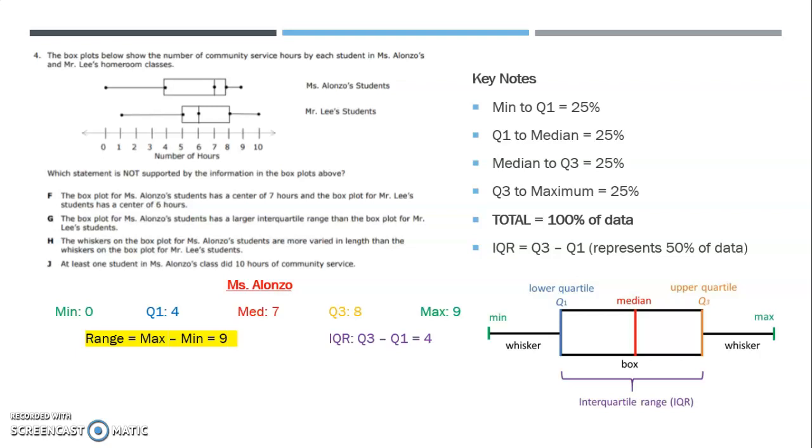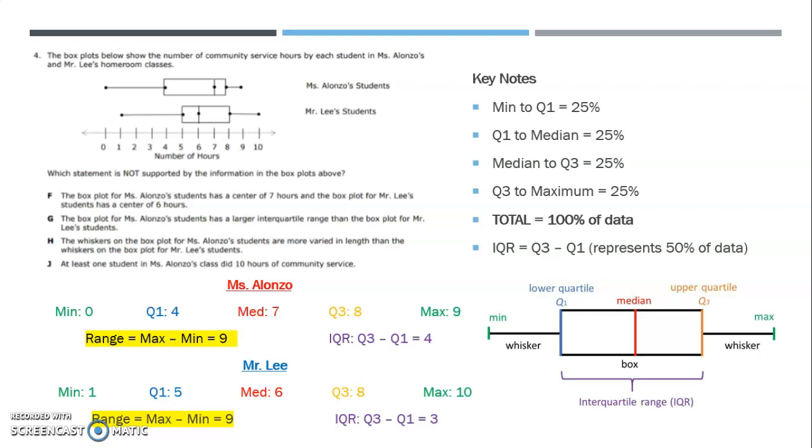Okay. I did the same thing for Mr. Lee. So for Mr. Lee, once again, minimum 1. Q1 is at 5. Median is at 6. Q3 is at 8. And of course, our maximum is at 10. I calculated the range. So the range is going to be the 10 minus the 1, which gives me a 9. And my IQR is going to be my Q3 minus Q1. So I took 8 minus 5, which gave me 3.